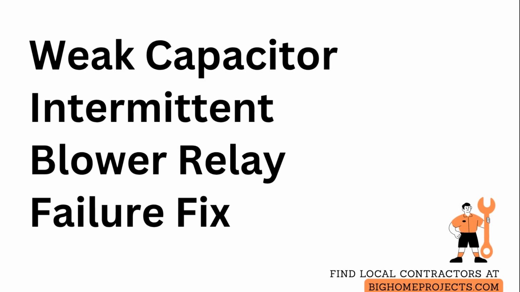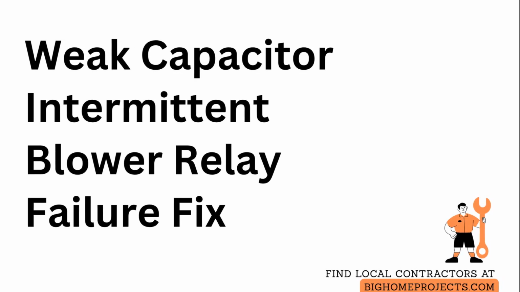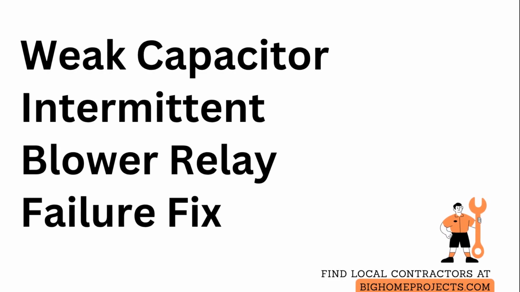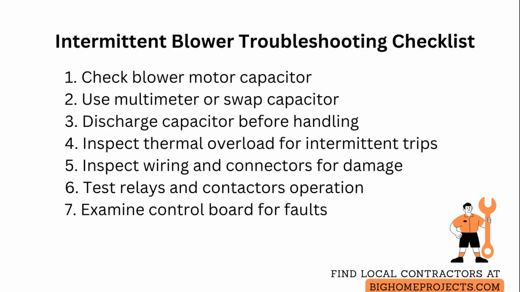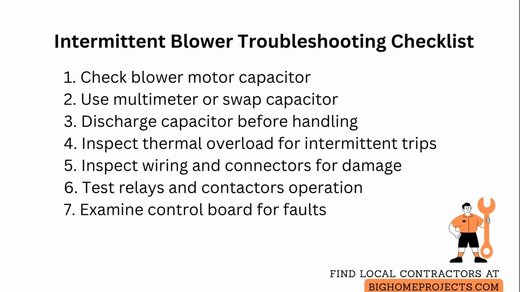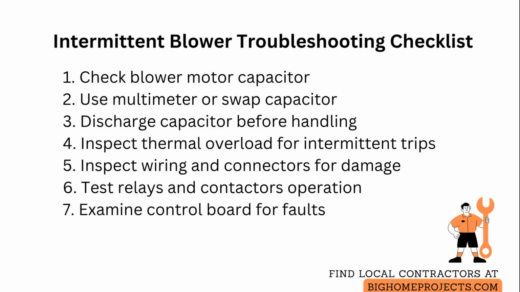If a blower runs sometimes and not other times, the fault is almost always an intermittent electrical or thermal issue that needs methodical isolation. Start by checking the blower motor capacitor because a weak capacitor can let the motor start occasionally and fail at other times. Use a multimeter with capacitance measurement or swap with a known good capacitor of the same rating after disconnecting power. Never touch the terminals until the capacitor is discharged.